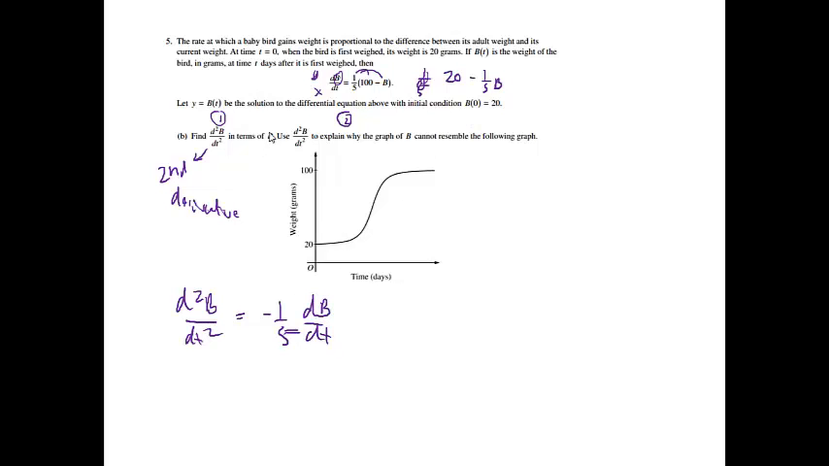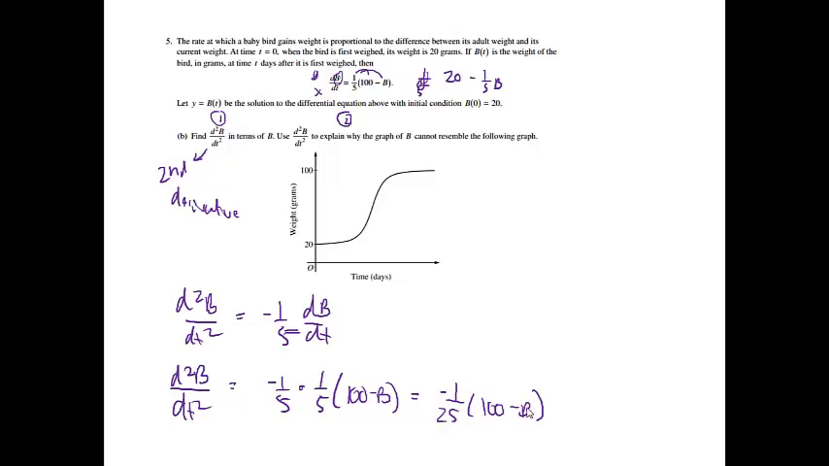And this one's said to be in terms of b, so we do want to go through and replace the db/dt with what it is. So this will be negative 1/5, and then times db/dt was 1/5 times 100 minus b. And if I simplify that a little bit, it will be negative 1/25 times 100 minus b. All right, so that's the first part. And then it says to use that to explain why the graph of b cannot resemble the following graph.